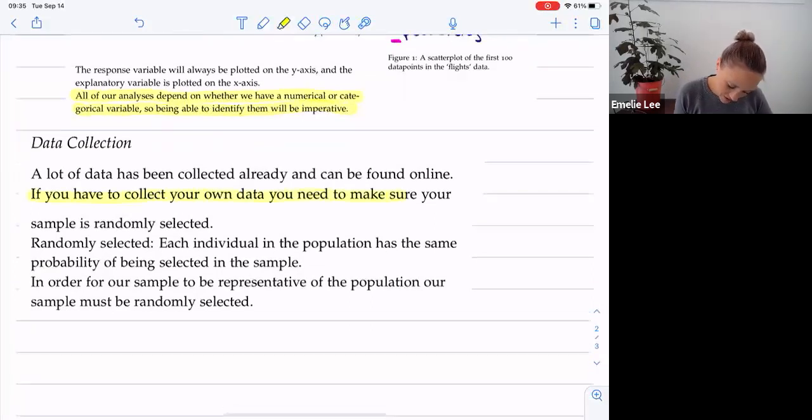If you have to collect your own data, you have to make sure that your sample is randomly selected, right? And so by definition, a sample is randomly selected if every individual in the population has the same probability of being selected, right? And hopefully when you read that, you think, well, that's not going to happen. And that's true, because it depends on how you're reaching people.